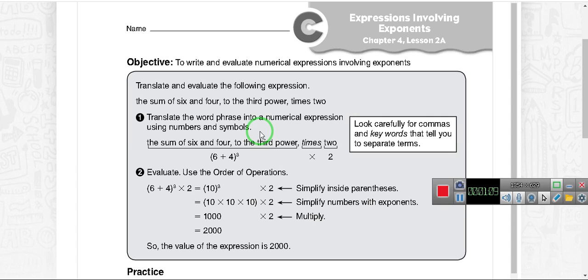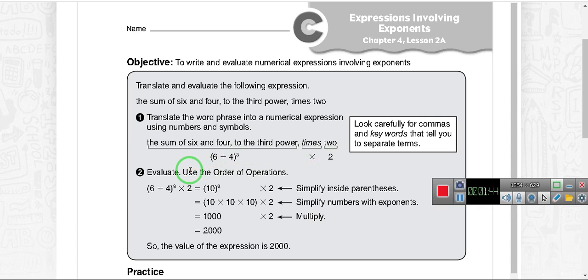Let's go back again. Once you have memorized the keywords, you will simply translate the expression very easily. So we have here the sum of 6 and 4. To the third power, you need parentheses, then add 3 because we have third power. Times 2, times means multiplication. 2, this is 2. Okay? So this is our expression.